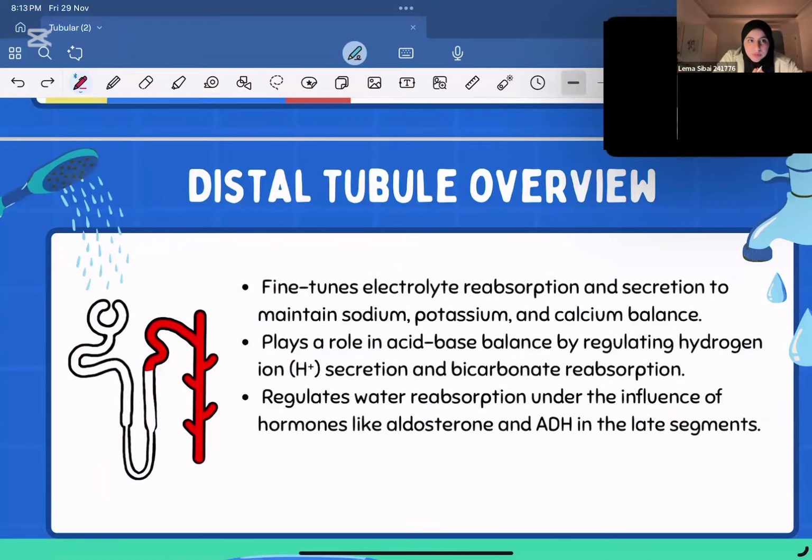Now that we're done with proximal tubule, does anyone have any questions for the proximal tubule? Just so we can stay up to date.